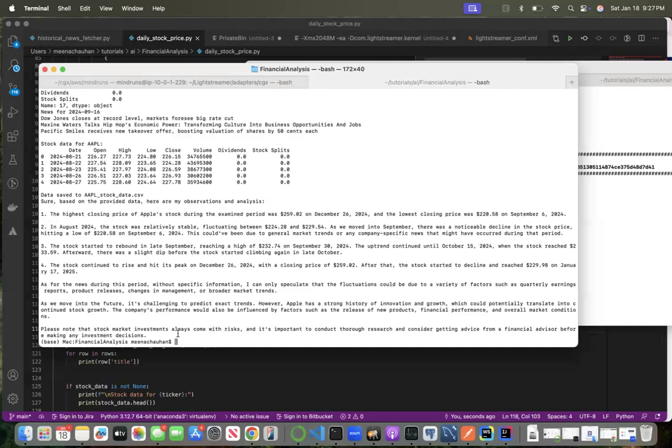Please note that stock market investments always come with risk, and it's important to conduct thorough research and consider getting advice from a financial advisor before making any investment decisions. That's a smart way. It knew how to cover itself. All right. So that was it.